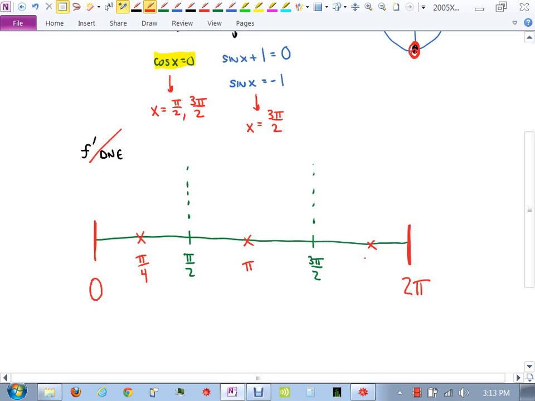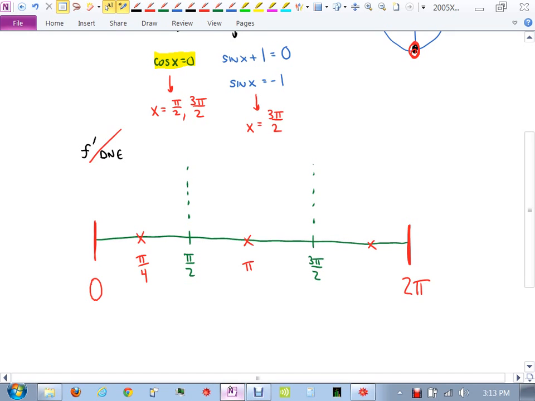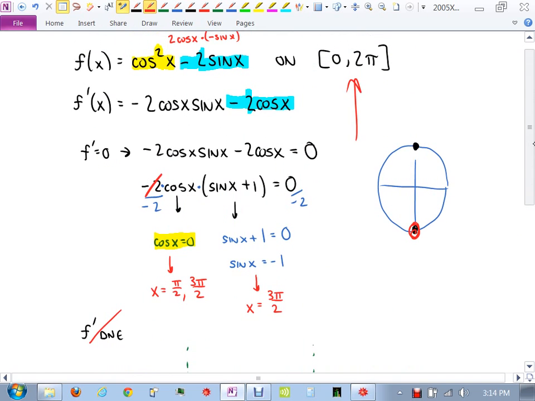What? I'm sorry, I didn't hear you. 11 pi over 6. Do y'all agree? Those all work. Where do you plug those in? To the derivative, right? So I want f prime of pi over 4. That means I need to go up. Where's my derivative? I forgot. There it is.